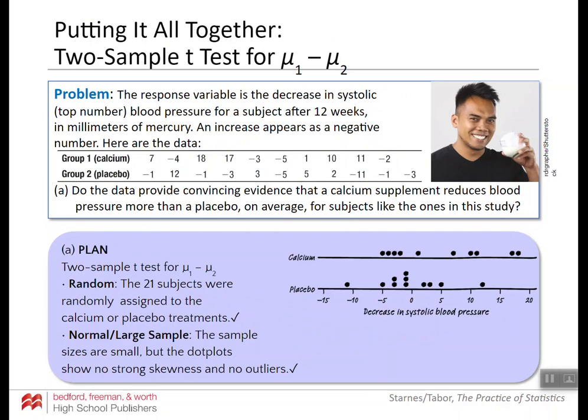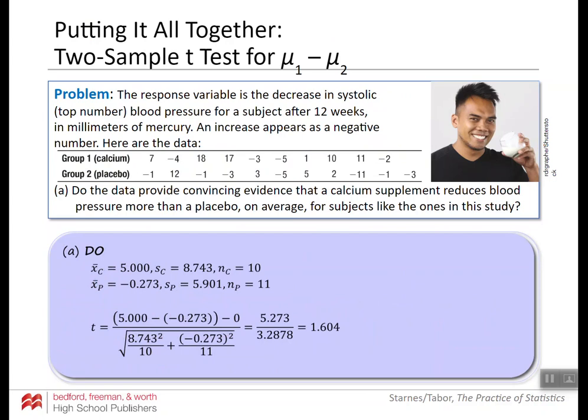In our plan section, we're doing a 2-sample t-test for mu1 minus mu2. It says that the subjects were randomly assigned to the treatments. Because we're looking at an experiment, we don't need to check the 10% condition. For the normal or large sample condition, we don't have large samples, so we need to check to see if they are skewed or have outliers. We also do not know that the underlying populations are normally distributed. So we make our dot plot. There's no strong skew or outliers, so we can proceed.